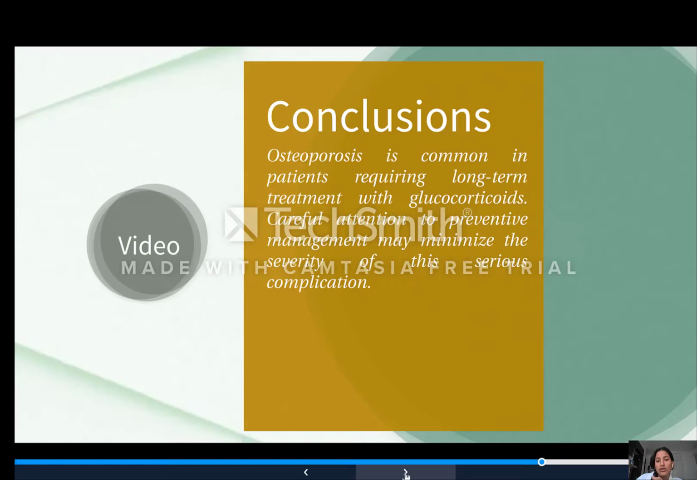Conclusions. Osteoporosis is common in patients requiring long-term treatment with glucocorticoids. Careful attention to preventive management may minimize the severity of this serious complication.